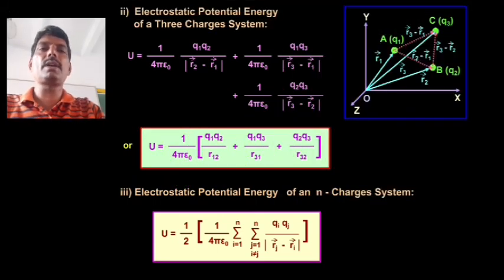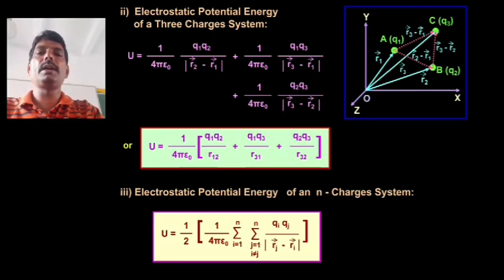Okay, so the electrostatic potential energy of the 3 charges of the system, you will get U is equal to 1 upon 4 pi epsilon naught into bracket q1 q2 upon r12 plus q2 q3 upon r32 plus q1 q3 upon r31, etc. So these are the things we have discussed in this particular session.